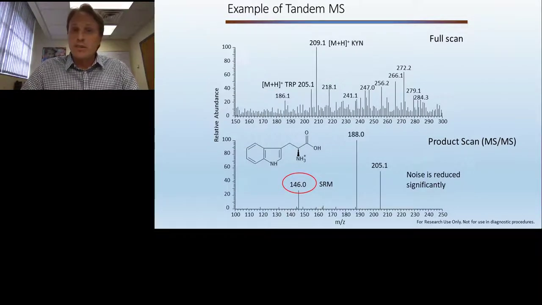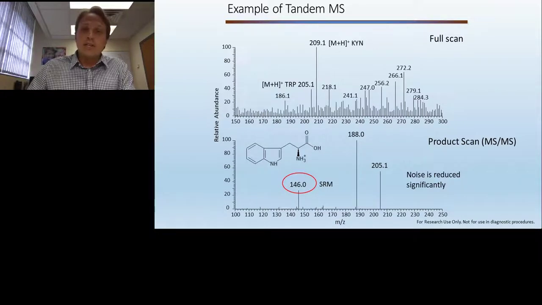An example of this is tryptophan, as I use across a lot of my figures here. Tryptophan, in this case on a low resolution, low mass accuracy quadrupole instrument, would have a measured mass of 205.1. We would isolate that ion and get a product ion spectrum, shown in the second figure below, with two primary product ions. One is a loss of amine to produce 188, and the other one is 146.